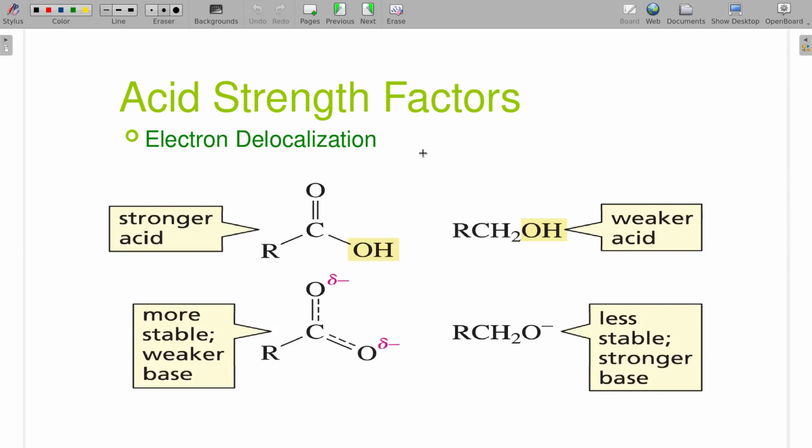And delocalized electrons or resonance structures help increase your acidity. Now, our most common one we're going to see is something like our carboxylic acids right off the bat, but there are alternatives that don't necessarily involve just COOH that will actually allow for resonance structures to stabilize.